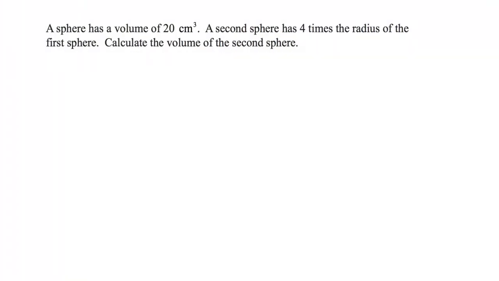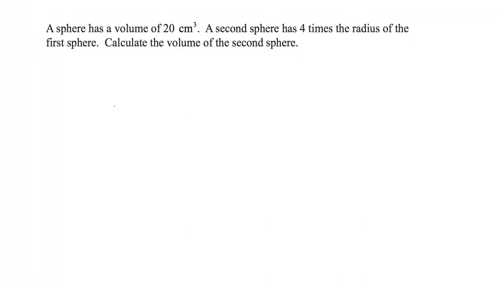Okay, this is going to be tricky. Let's see if we can do it. A sphere has a volume of 20 centimeters cubed. A second sphere has 4 times the radius of the first sphere. Calculate the volume of the second sphere.